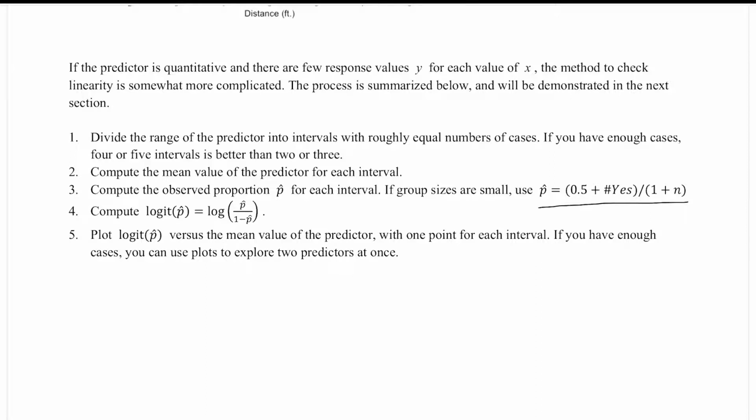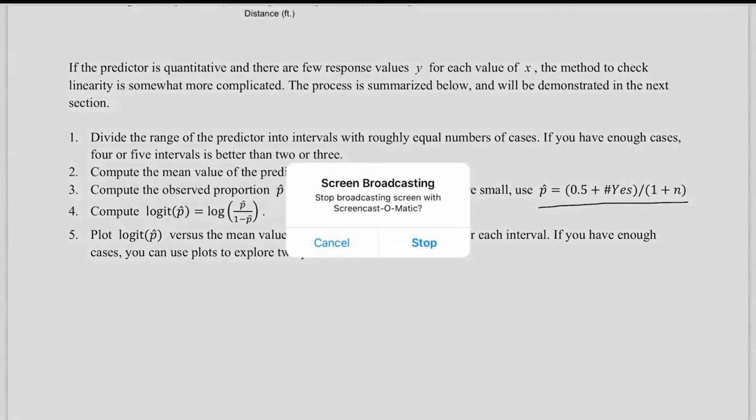And just note to self, we are going to be using this adjustment. We can add a half to the numerator and 1 to the denominator when we're coming up with those observed proportions if our group sizes are kind of on the small side. And then we can plot the logits of the group p-hat values against the mean values of the predictor, and see if that appears to be linear.